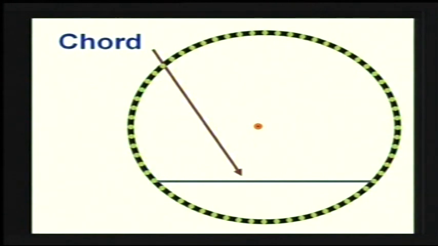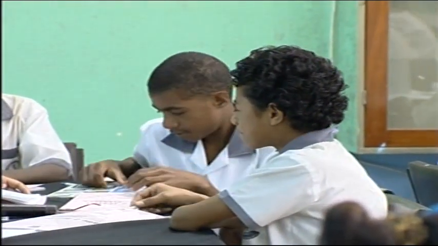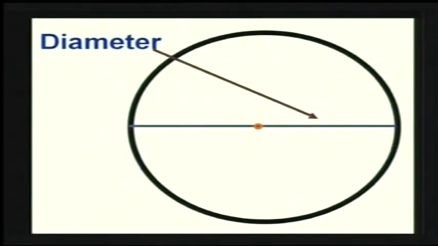Exercise C. Walter, what is your answer for exercise C? Diameter. Class, is he correct? Okay. It's the diameter. Very good.